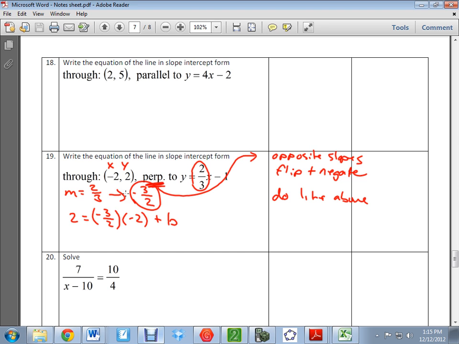All right, so what we are going to do is solve that equation. Once we have solved that equation, we are going to then plug into y equals mx plus b. What would the first step of solving this equation be? Multiply. Negative 3 halves times negative 2 is positive 3. 2 equals 3 plus b. And when I subtract 3 from both sides, I'll have b is equal to negative 1.